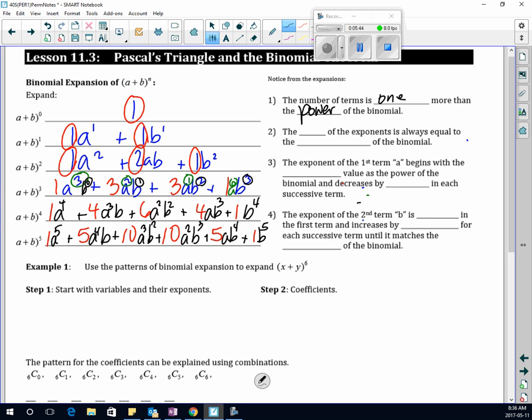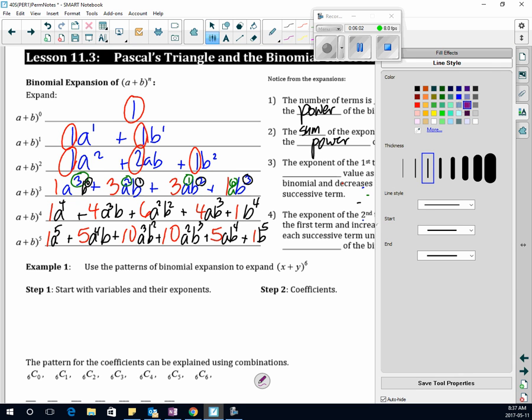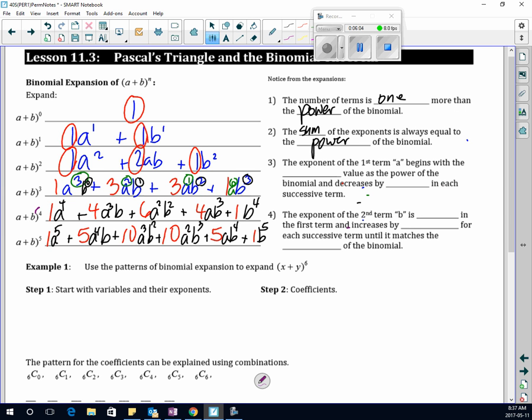The blank of the exponents is always equal to the blank of the binomial. The sum of the exponents is always equal to the power of the binomial. So what I mean by that is it looks more obvious when there's more stuff going on here. Look at this. Power is 4. 3 and 1 make 4. 2 and 2 make 4. 1 and 3 make 4. Do you see that? So the sum of the exponents is the same as the power of the binomial.